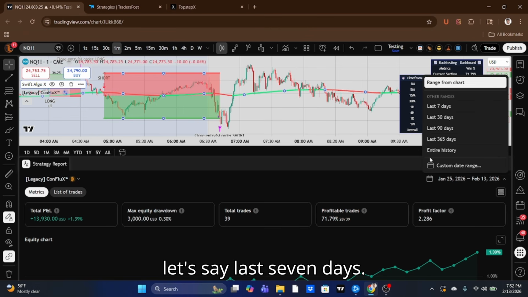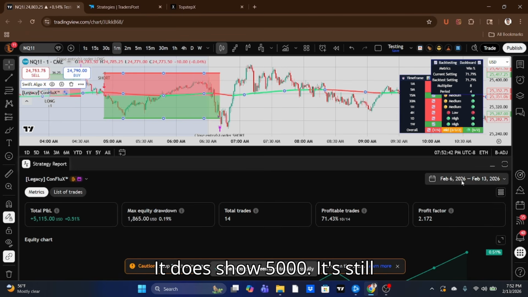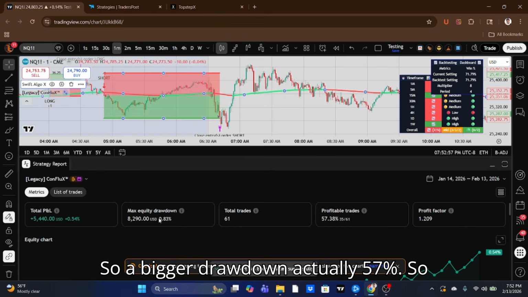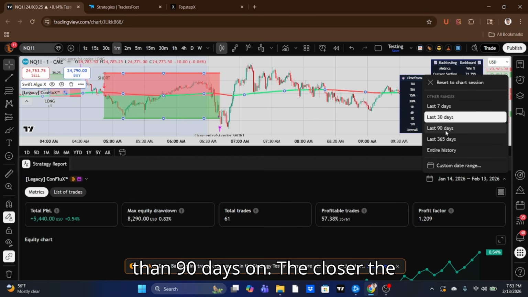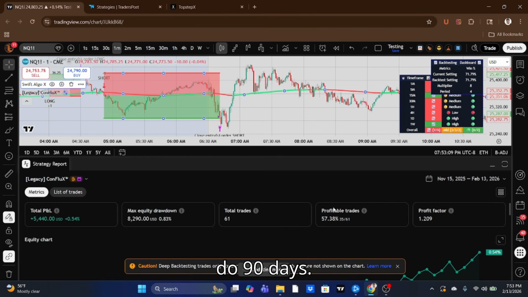And if you go back, let's say last 7 days, it does show 5,000, still above 70%. So let's do last 30 days. So bigger drawdown, actually 57%. So I would not go back no more than 90 days. The closer the dates are, the more accurate the report will show. So let's see if we can do 90 days.